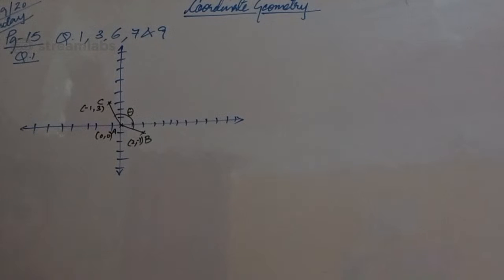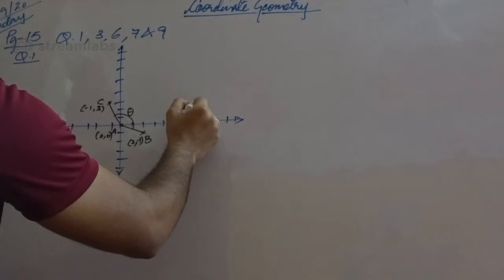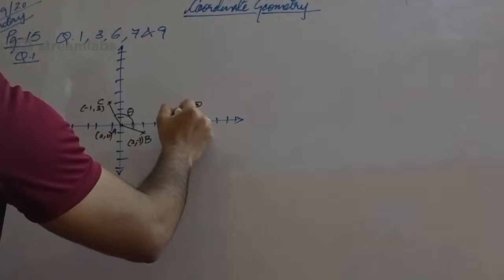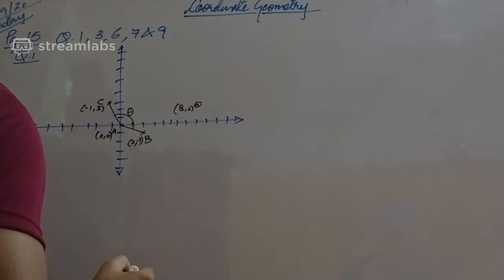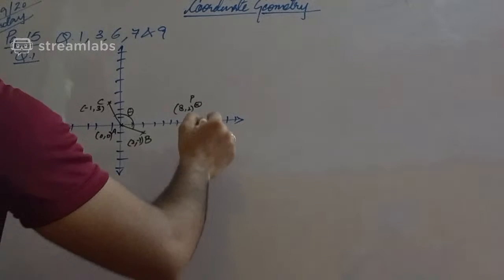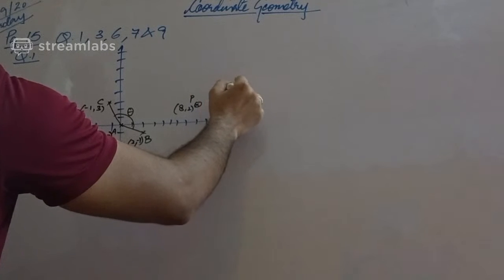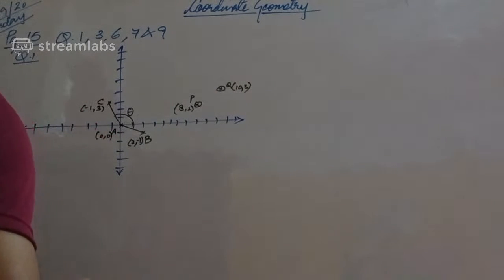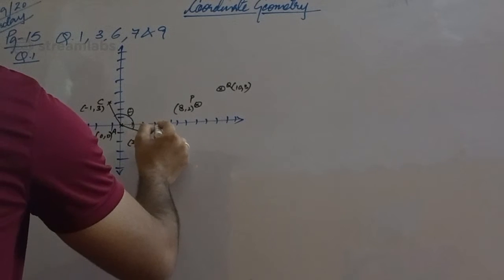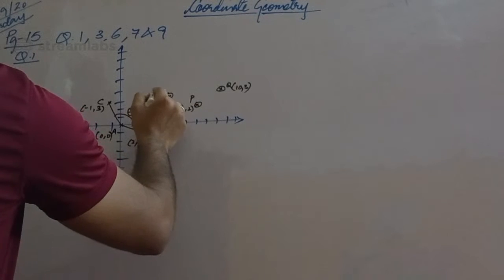Similarly, the next points are P, Q and R. P is (8, 2). So 2, 4, 6, 8. (8, 2). Okay. And this point is P. And Q is (10, 3). (10, 3) is this. Fine. And R is (5, 3). 2, 4, 5. (5, 3) will come here. So this is R.